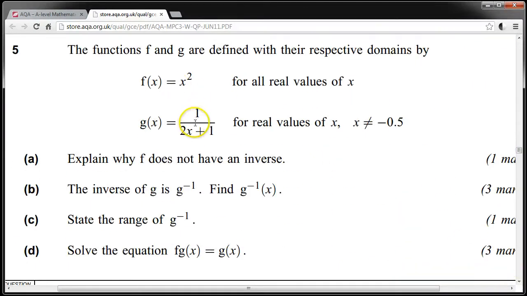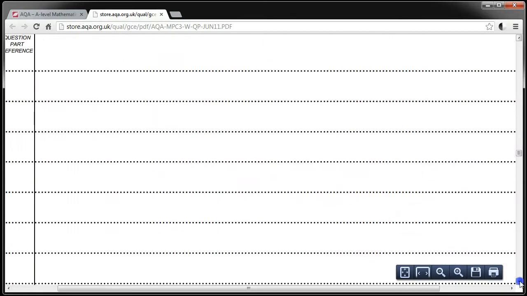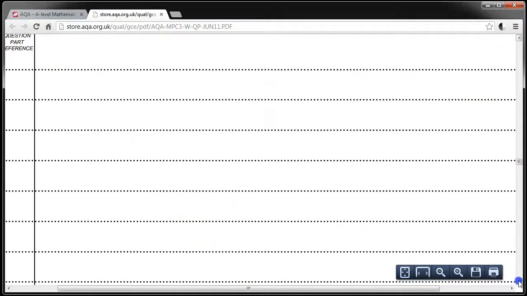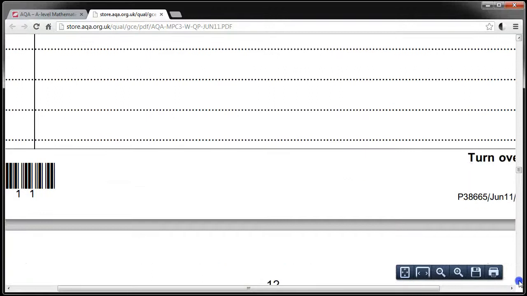Inverse f and g, when they're defined on, why does f not have an inverse? Well, it's not 1-to-1, is it? Because it's a U-shaped curve. Find the inverse, take the range, which is the domain, of course, of g, and solve this equation. So that's not too bad at all, number 5, as long as you're familiar with inverses and ranges and definitions of functions.